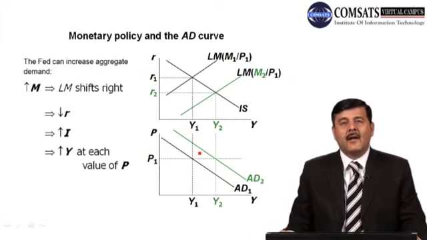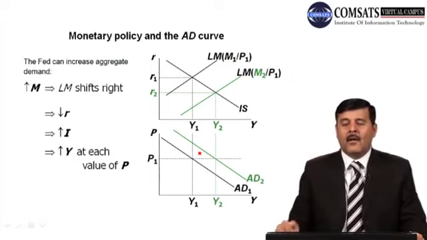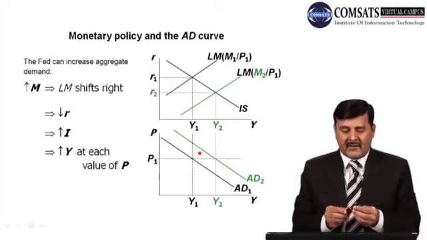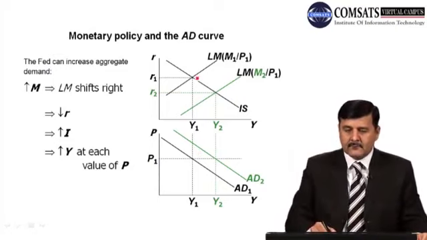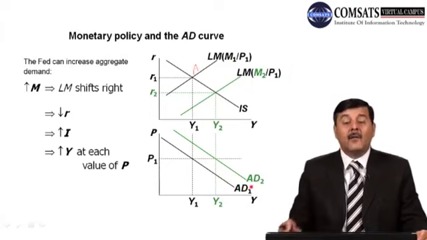Now we'll see how monetary policy can affect the aggregate demand curve in the economy. We have two diagrams. In the first diagram, there is the relationship between the rate of interest and income. We have the IS curve and the LM curve, and both of these curves intersect at point A, and corresponding to this point we have the aggregate demand curve AD1.